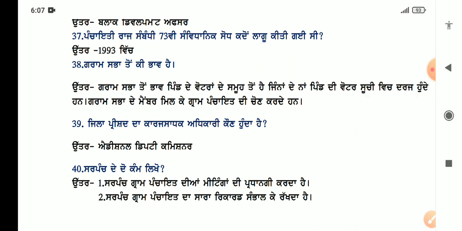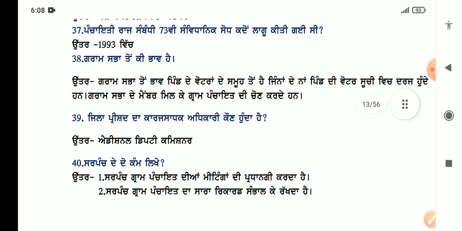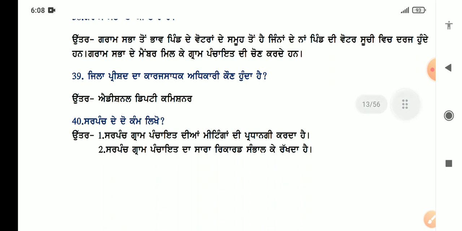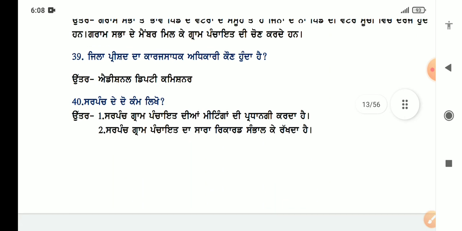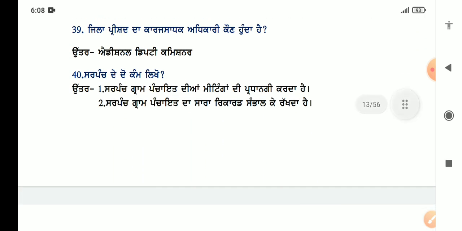What is Gram Sabha? It is actually the voters group of the village where Gram Panchayat is formed, whose names are there in the voter list. They elect Gram Panchayat. Who is the executive of Zilla Parishad? It is Additional Deputy Commissioner Development.